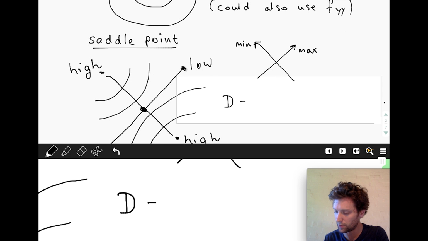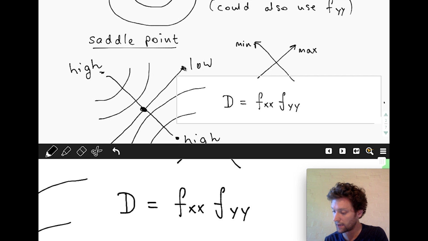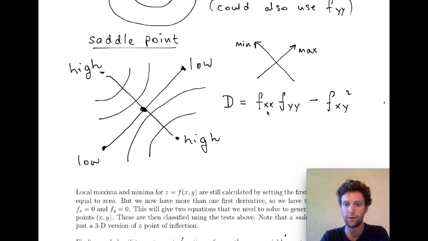D is equal to the second derivative of f with respect to x, times the second derivative of f with respect to y, minus the mixed derivative. So I've got D is equal to fxx times fyy minus fxy squared. Again, because I've got a function of two variables, I can have this mixed derivative with respect to x first, followed by the derivative with respect to y. For most functions that are pretty well behaved, it doesn't matter what order you take these in.